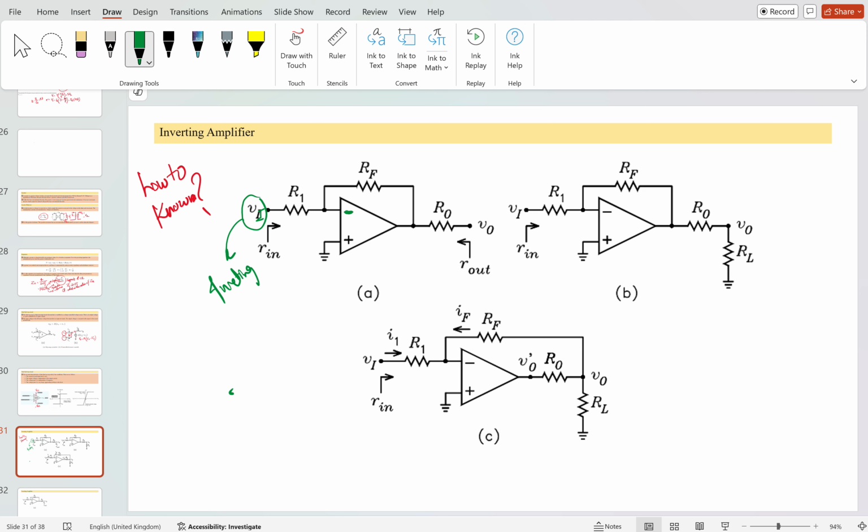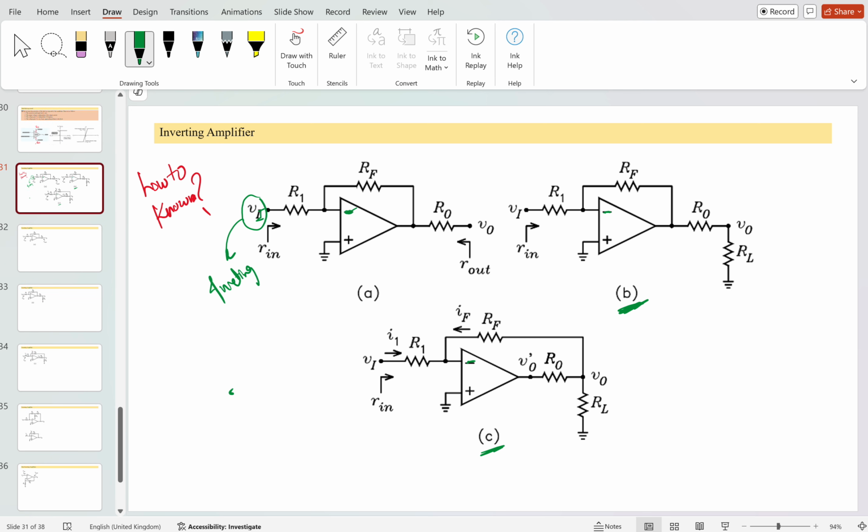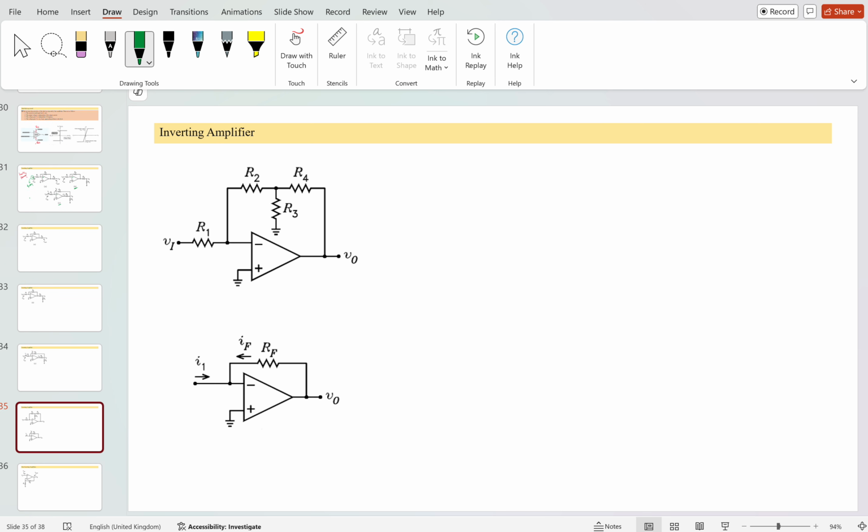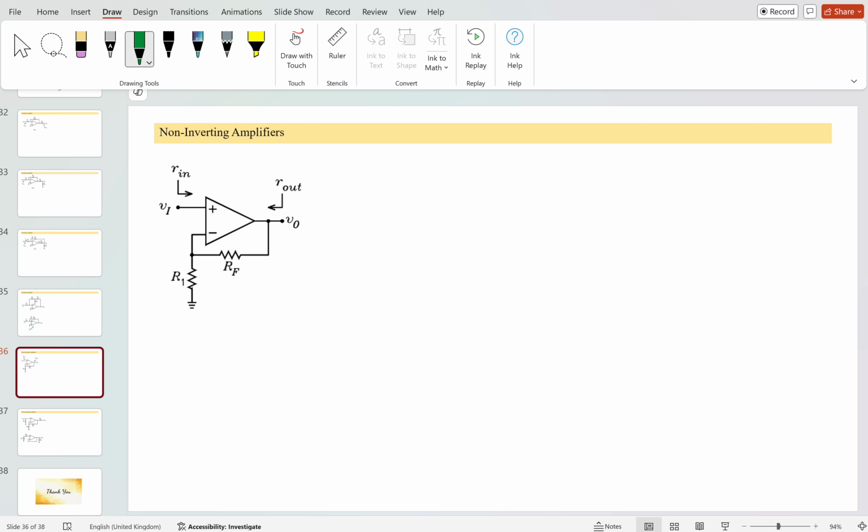Let's see from the examples itself. In circuit A, the V input is connected to the negative, so it is inverting. In B, the input is also connected to the negative, so that is also inverting. In C, the V input is connected to the negative, which means it is inverting. Let's see other amplifier designs also. Here also the input is connected to the negative, so it is inverting. In the last one, the negative is connected to the input, so it is also inverting.